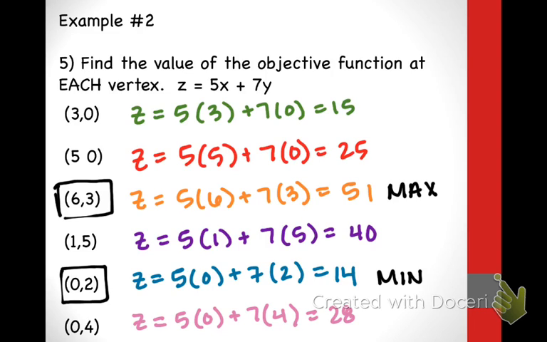So next time in class, we're going to do more examples with this. But essentially, we're taking that system of linear inequalities, finding the vertices, and then plugging those into an objective function to find a max and to find a min.